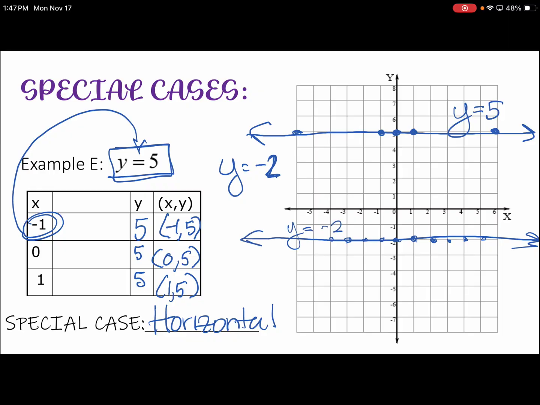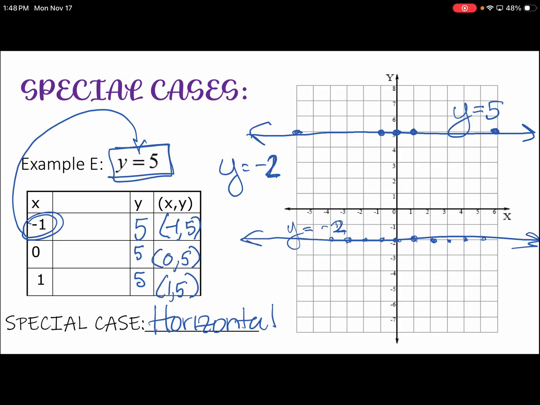Y equals -2. Can you guys visualize what y equals 30 looks like? 30 above, horizontal. Y equals -12, 12 below, horizontal. Does that make sense? Would this be a function? Each of those individually would pass the function test.